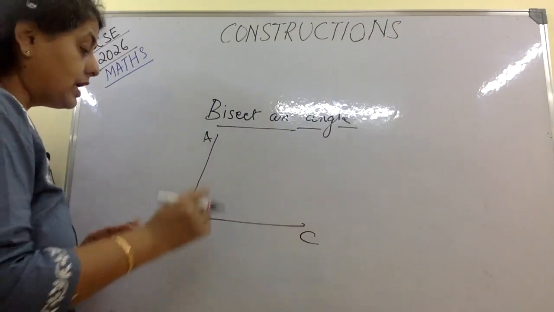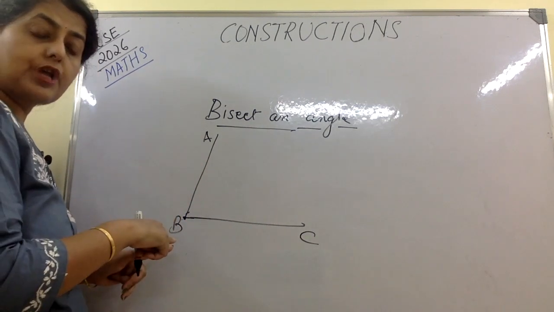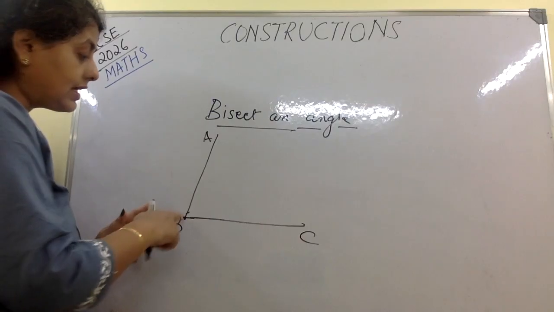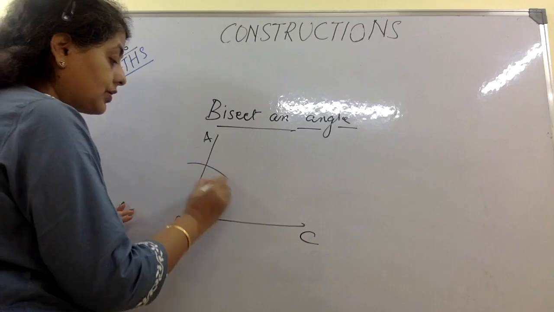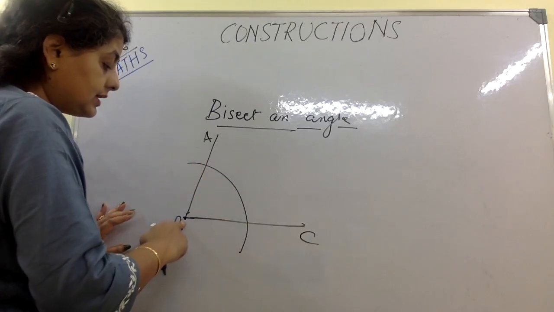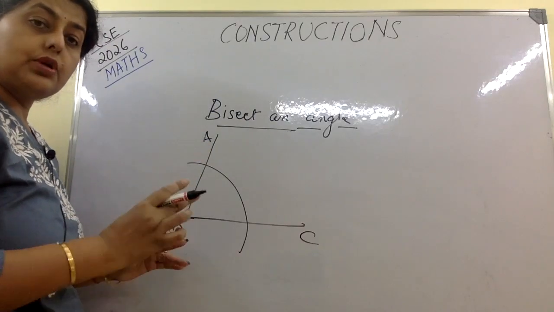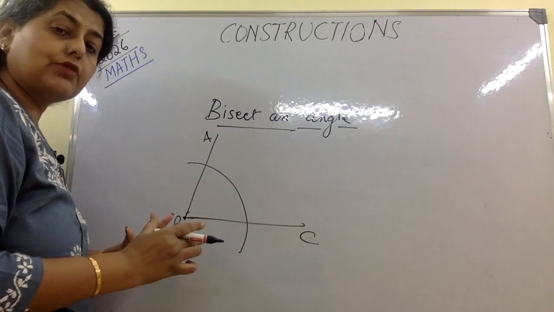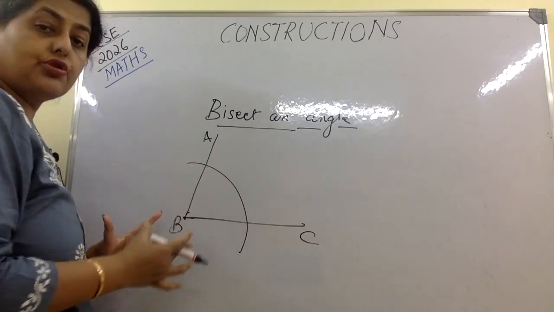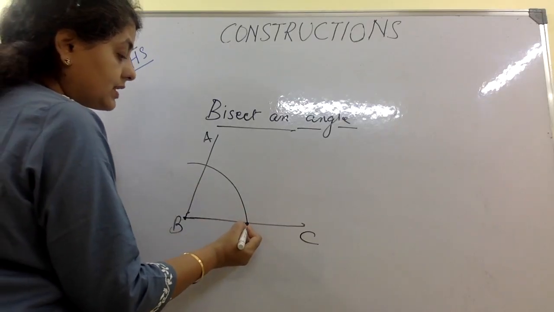Now what will I do? I'll take my compass and fix it here, the sharp end. I'll fix it here and I'll pull the pencil end a little bit, and on fixing it here, this as the center, I'll make a radius of any comfortable radius. Don't take the radius too small. If you take the radius too small, then you'll not be able to draw the arc properly.